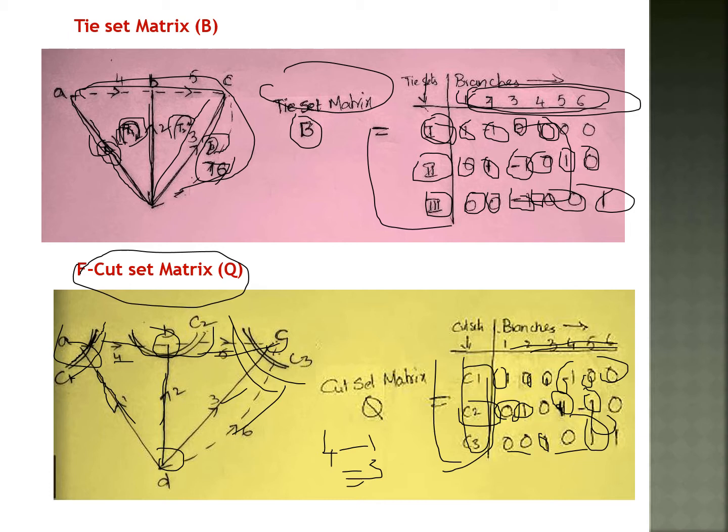In the same way, cut-set 2: 2 is entering, 4 is entering, 5 is leaving. So entering is 1, and 5 is leaving, so that is -1. The remaining are not connected. Next, cut-set 3: branches 3, 5, 6 are moving towards cut-set 3, so each is taken as 1. The remaining will be zeros. So this is the basic representation of the tie-set matrix and cut-set matrix.